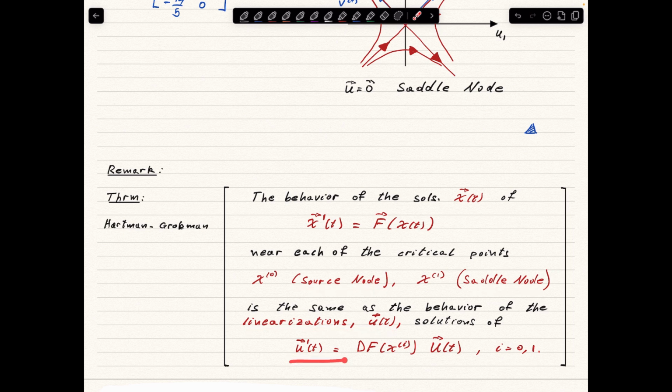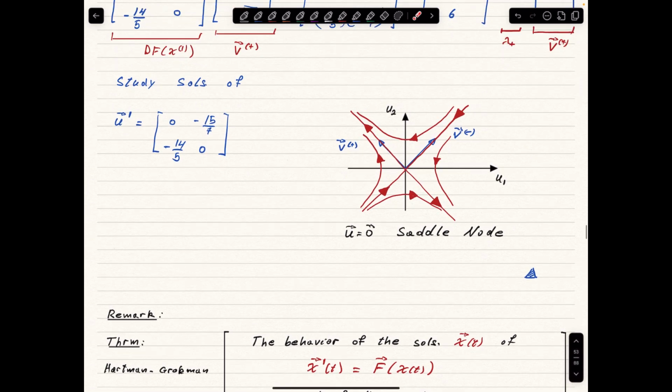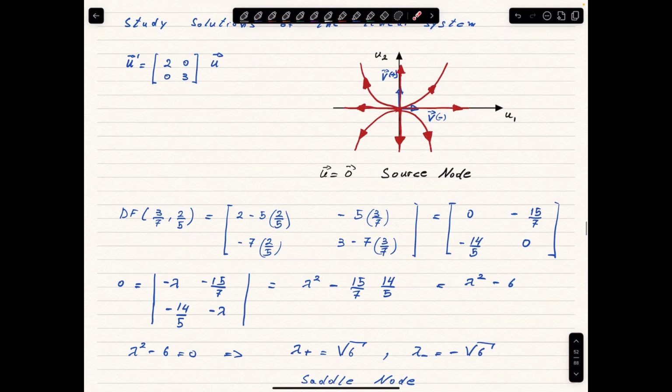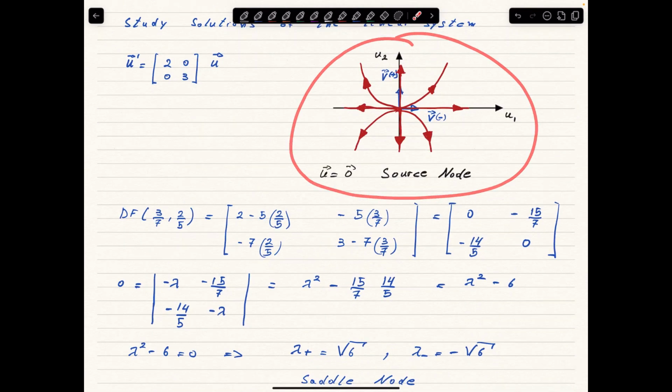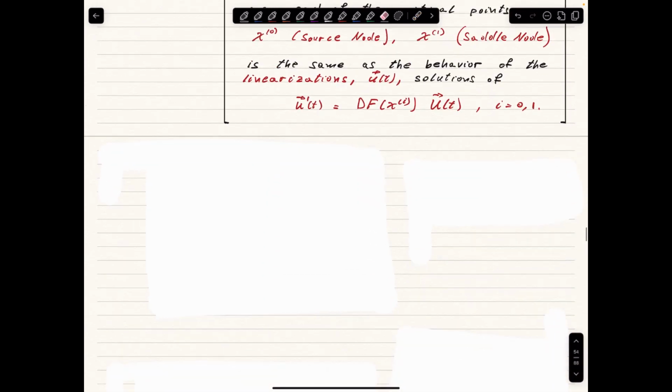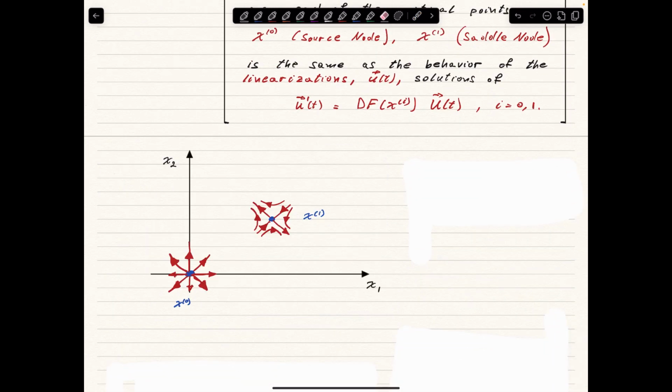And the solution of this linear system, what that means is that this is how the solution of the nonlinear system behaves around those critical points. Recall, the critical points were (0, 0), this is for the nonlinear system, and the other was somewhere here, isn't it? Well, the behavior of the solution of the nonlinear system behaves like a saddle, and here they behave like a source.